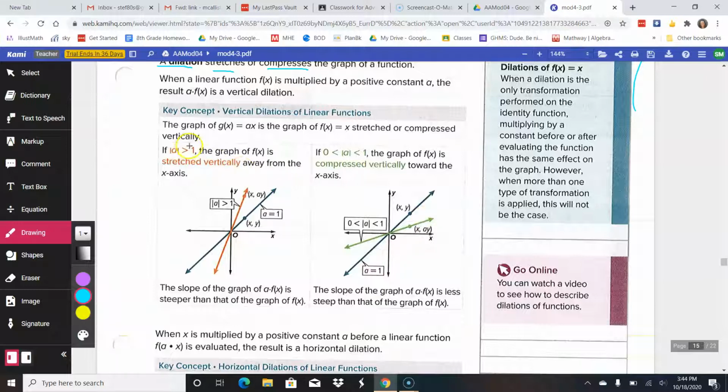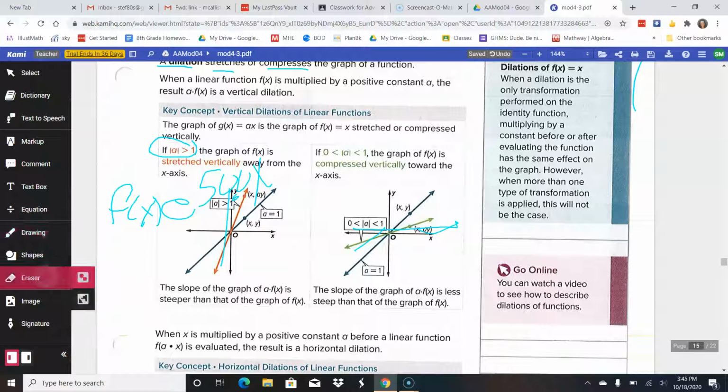That means if my number a is bigger than 1, then that's where I want to go. So let's say I had f of x equals 500x. Well, that bad boy is going to get really, really up there fast, right? But if I have 1/500th, it's going to take a long time to get there, if ever. That's what they mean in terms of compressing and stretching. They're kind of dumb terms.